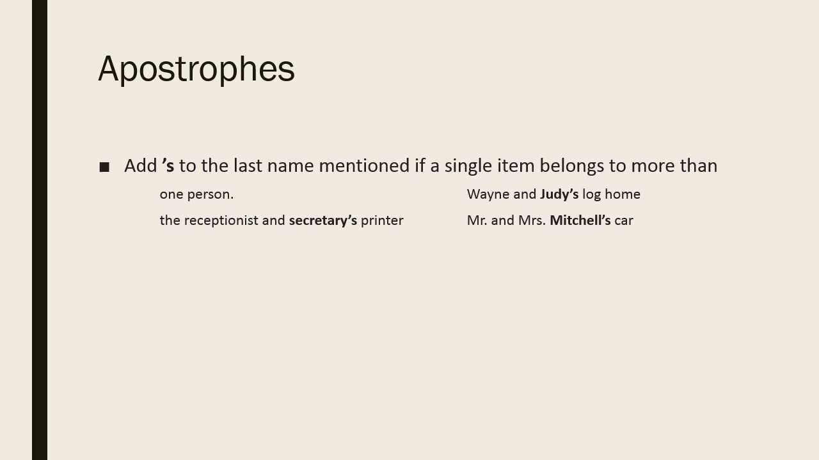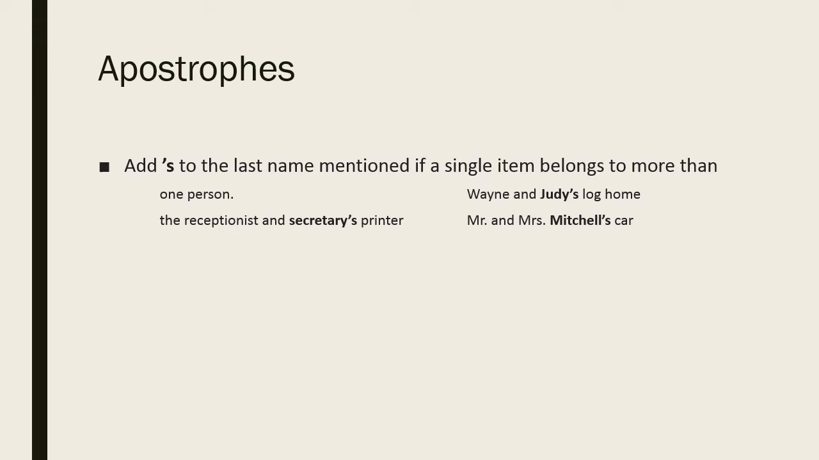We also add apostrophe and S to the last name mentioned if a single item belongs to more than one person. For example, Wayne and Judy are husband and wife. So their home becomes actually home of both. So in such a case, we can't say Wayne's and Judy's home, which means two different homes.